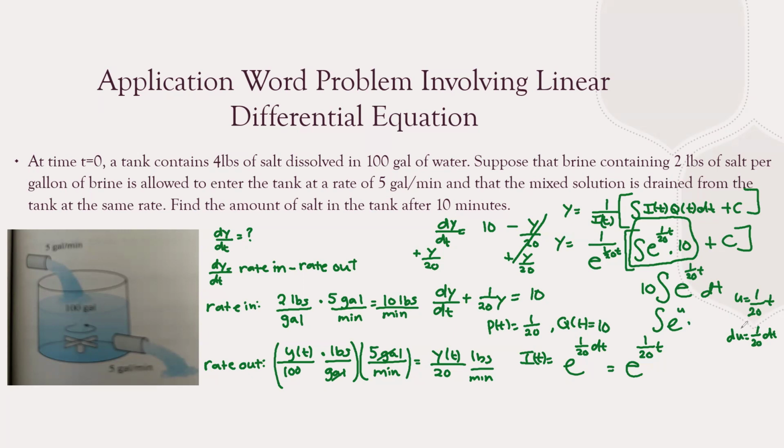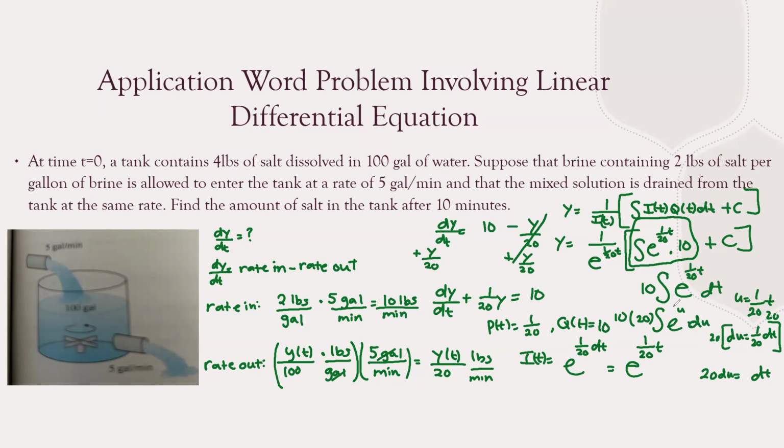Wait, on this step, you have to get rid of this 1 over 20 because we don't have 1 over 20 as a constant, so you have to multiply both sides by 20. So this is 20 du equals 20 times 1 over 20, which is just dt. So you can replace dt with 20 du. 20 is a constant, so you can put it outside, and you still have a 10, and then you have a du.